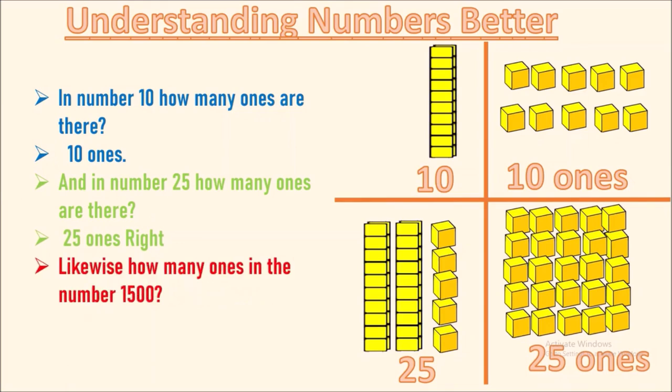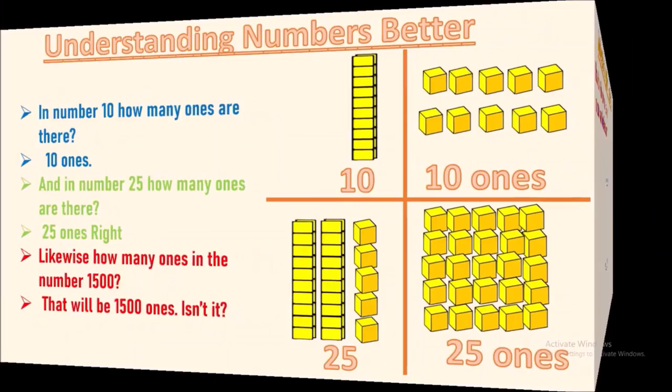Likewise, how many ones are there in number 1500? That will be 1500 ones, isn't it? Whatever the number is, that many ones will be there in the number. In number 2350, there will be 2350 ones. In 4500, there will be 4500 ones, and so on. To know how many ones are there in a number, we can easily do it.